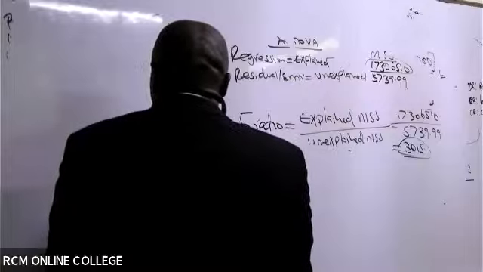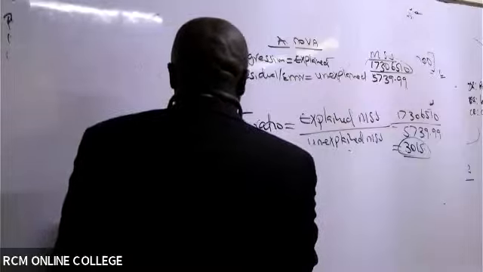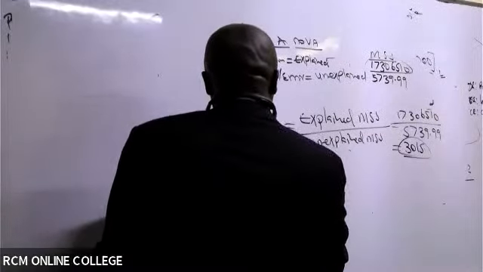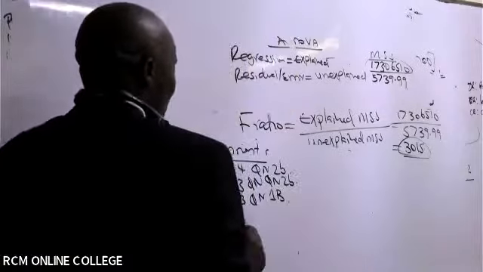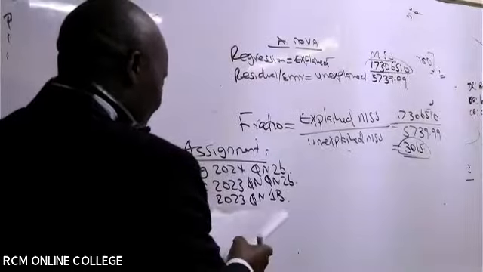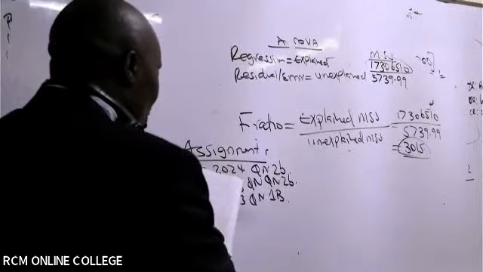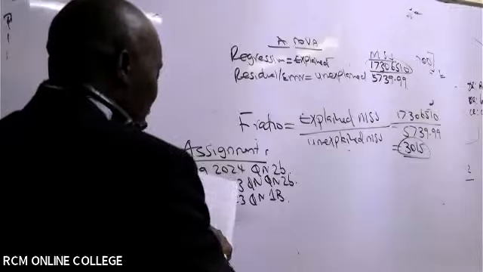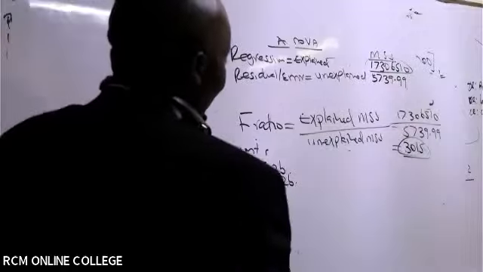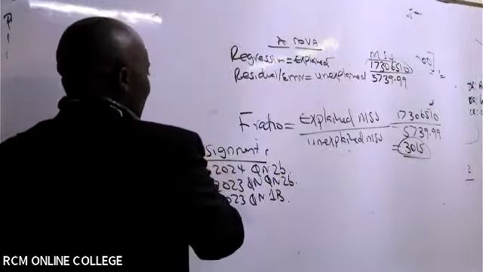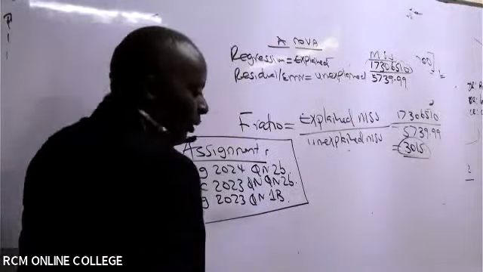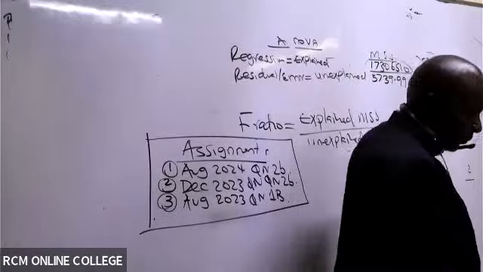August 2023, question number 1. Three assignments. If you see the August 2023 question number 1, they wanted us to compute the values which are missing, X and Y. Have you been able to write down these assignment questions somewhere?